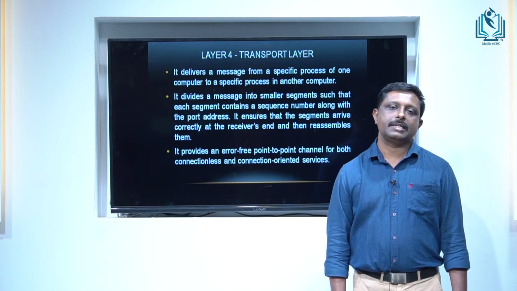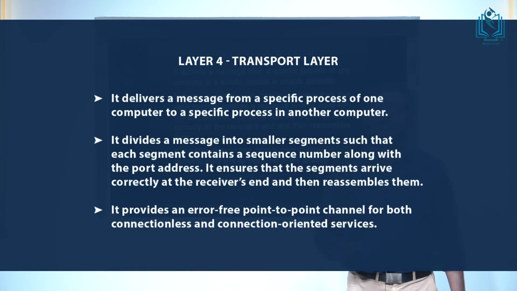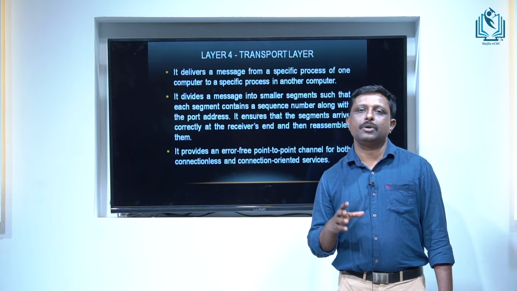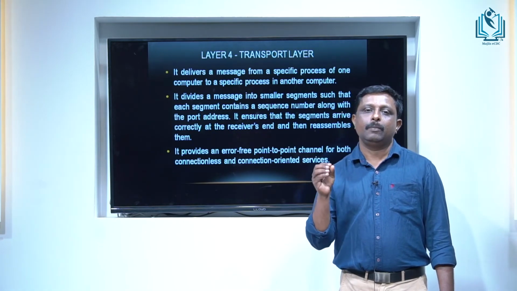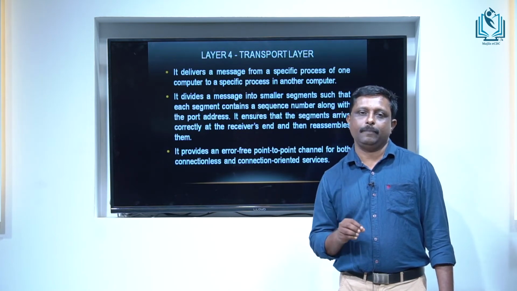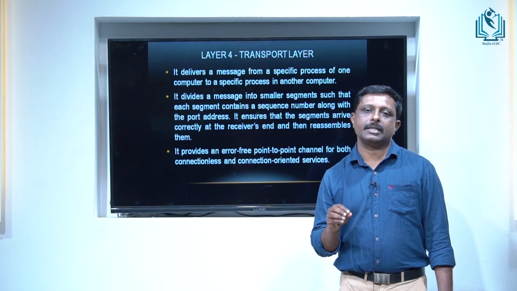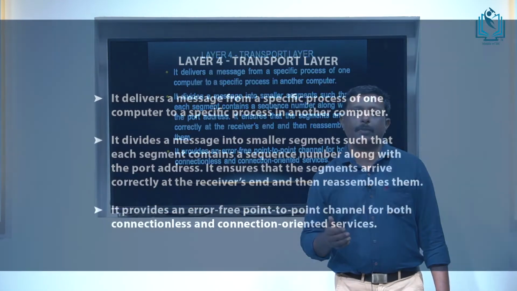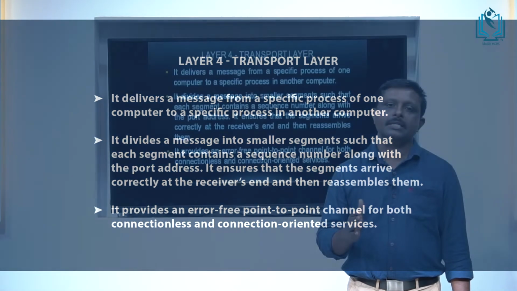Next, we are going to discuss the transport layer. It is mainly used for process-to-process delivery of messages. It also divides the data into small segments and adds a port number to this data. The port number is mainly used to identify the process which created this message. Next, the transport layer provides connection-oriented and connectionless services for the transport of this data.